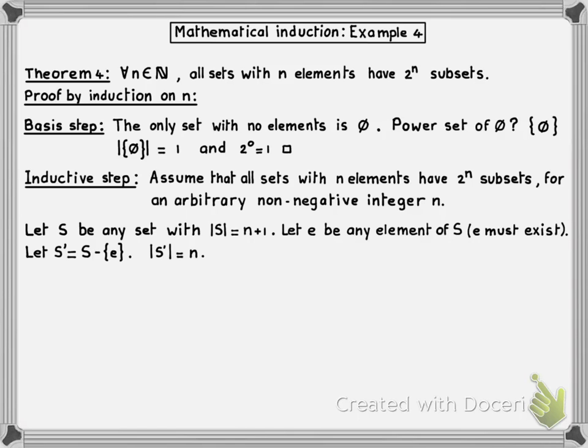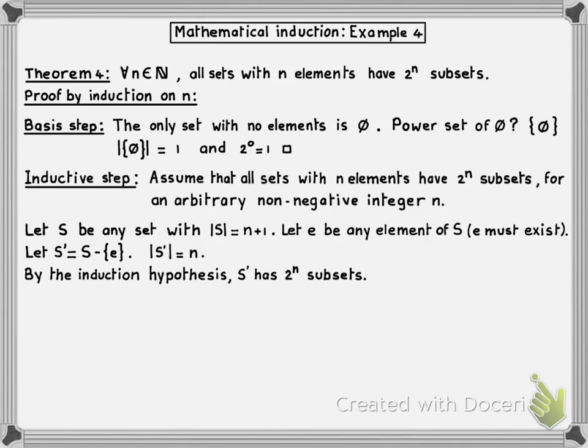So, now what we're going to do is, well, we have a set of cardinality n plus 1. That set is S. Now we need to count the number of subsets of that set. How are we going to do that? Well, we can use the induction hypothesis and infer that S prime, whose cardinality is n, must have 2 to the power n subsets.